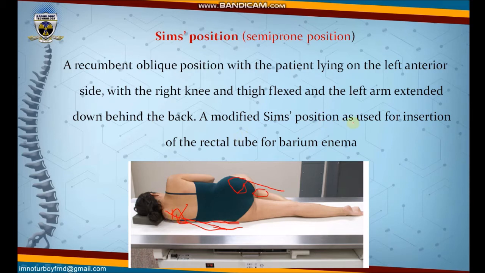So the modified Sims position is used for insertion of the rectal tube for barium enema. It is not in the illustration, it was not placed there. Anyway, a modified Sims position is mostly useful for the rectal tube insertion for barium enema study. We already discussed that, in which the catheter for the barium enema study will be inserted. There is a rectal canal in the patient through the anus.